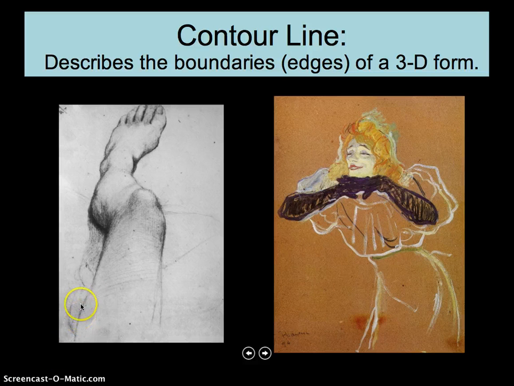This is a leg and foot drawn by Degas, beautiful draftsman. And you can see the beautiful nuances that he's twisted and turned around all the discrete edges that he found in what he was looking at. So all the muscles, all the tendons are indicated here with this beautiful contour line.